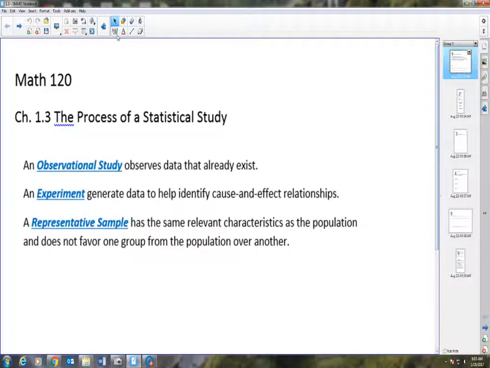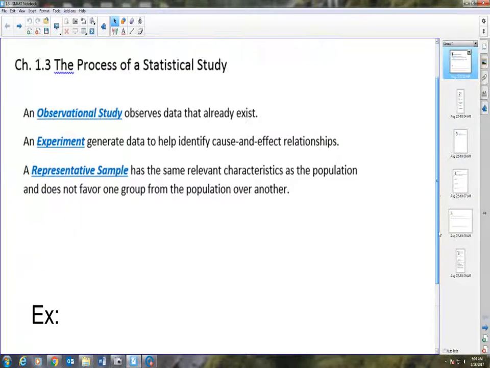So for example, using the 2016 election, Donald Trump versus Hillary Clinton, the exit poll may not be a very representative type of sample. When they were collecting the data, it might have been favoring Hillary Clinton to win the election over Donald Trump. Okay, that could be one of the cases.